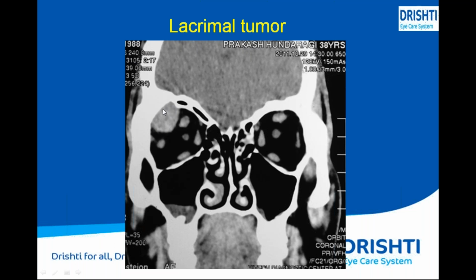So this is the lacrimal gland. The lacrimal gland is located here, supratemporally. So this mass is arising from the lacrimal gland. So this is a lacrimal gland tumor.